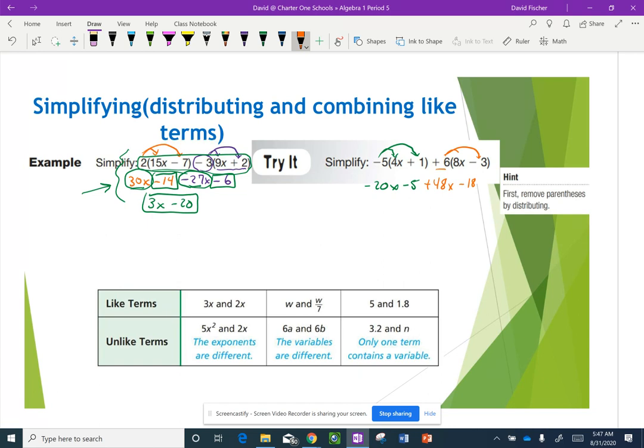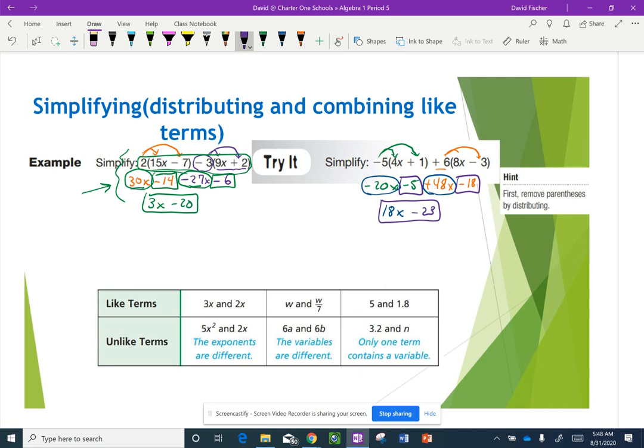Now, I've done my parentheses, got rid of all that. Let's combine like terms. I have a minus 20 x's and a plus 48 x's. I got more positives than I got negatives. And if my math is right, I think that's 28 x's. Let's do my units. I have a minus 5 and a minus 18 negatives, and I got some more negatives. So now I have a minus 23. There's nothing more I can do.